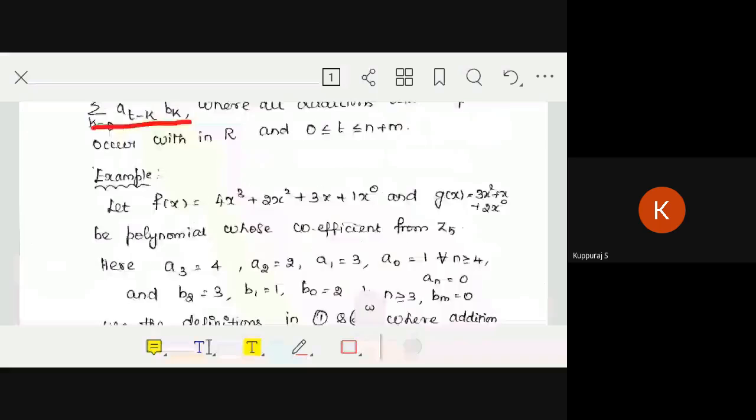In this, first you have to write the coefficients of f of x and g of x. For f of x, we take the coefficients as a: a1, a2, a3 and so on. Similarly, in g of x, we take them as b. You write them in the reverse format. The x power 0 coefficient is a0, that is a0 equal to 1, the x power 1 coefficient is a1 equal to 3, the x squared coefficient is a2, and the x cubed coefficient is a3. So a0 is 1, a1 is 3, a2 is 2, a3 is 4.